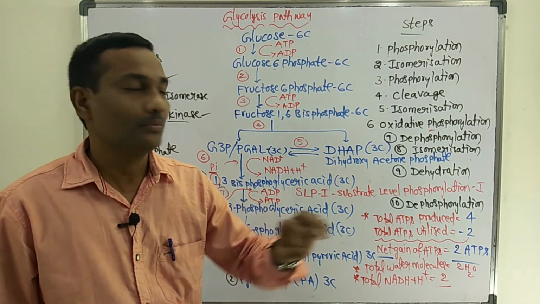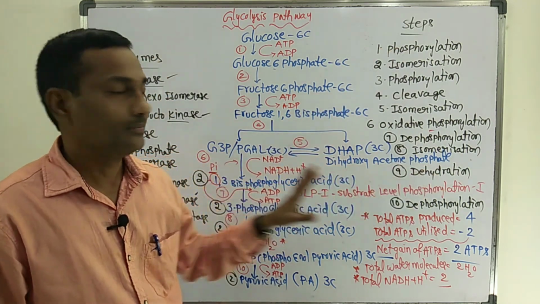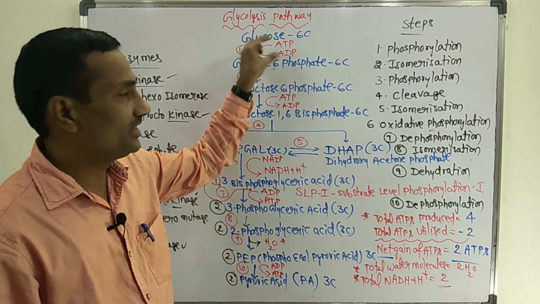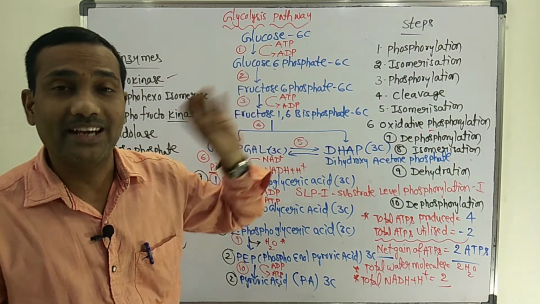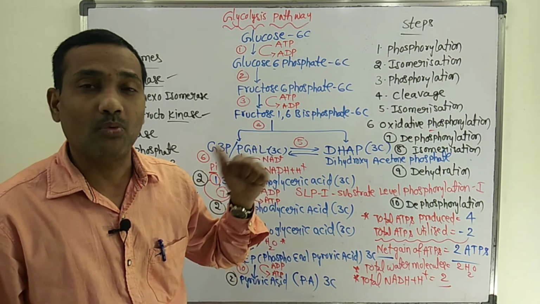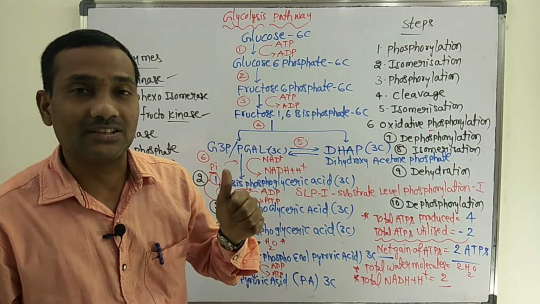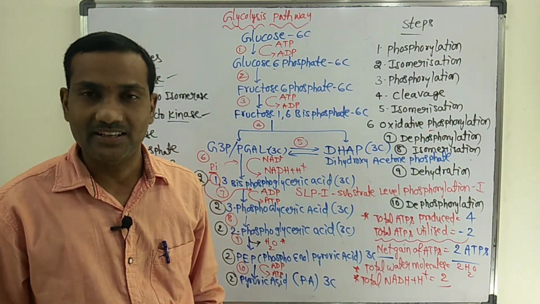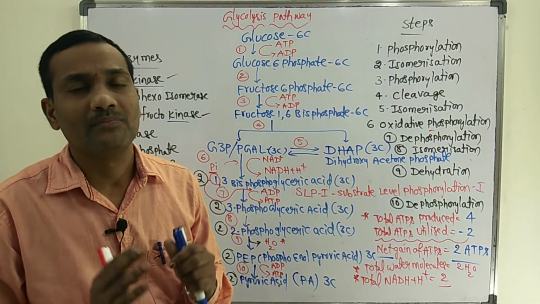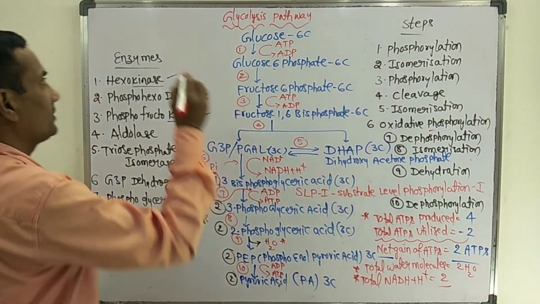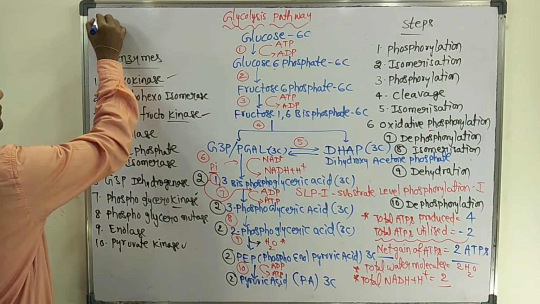From the examination point of view, all the step names and enzyme names are important, because they may ask at which step ATP is produced, and what is the step name. In which step is water produced, and what do you call that step? That is removal of water, that is dehydration. How to remember all these steps in the exam? I will tell you one small trick.